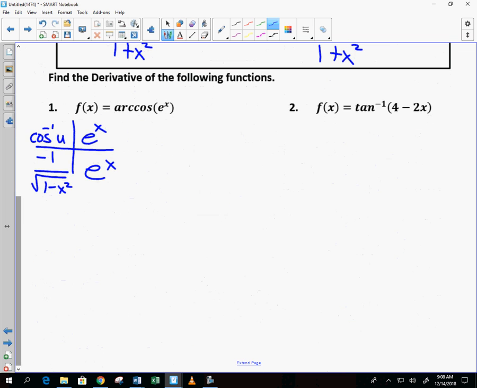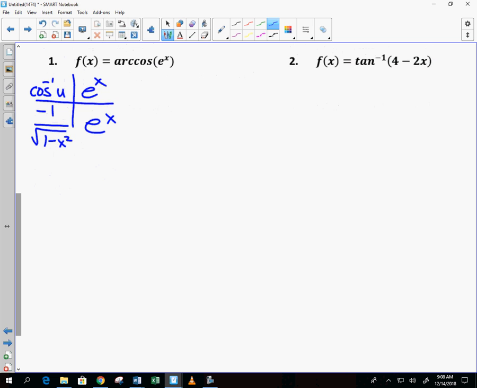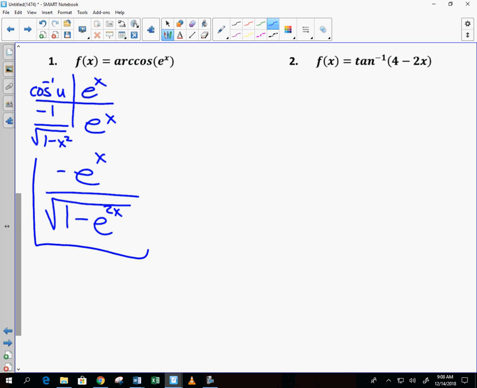All right, so I end up with the following. I'm going to multiply these two together. And so we end up with negative e to the x in the numerator, and in the denominator, the root of 1 minus e to the 2x. Piece of cake. That is just the answer.